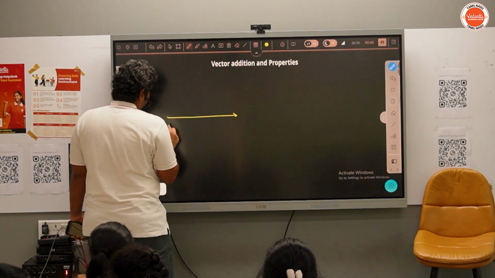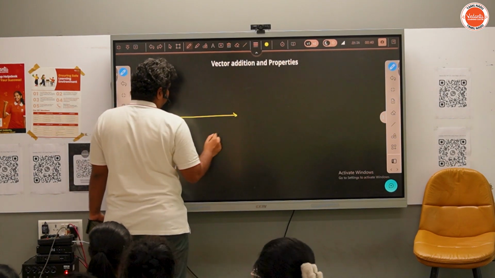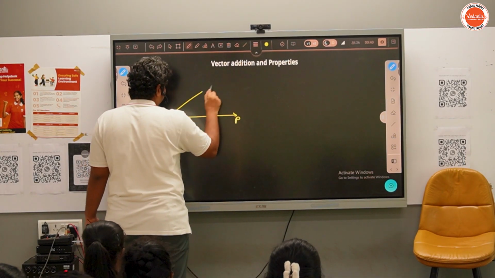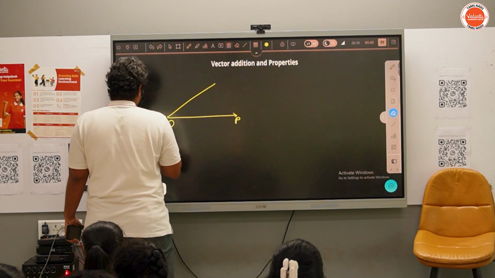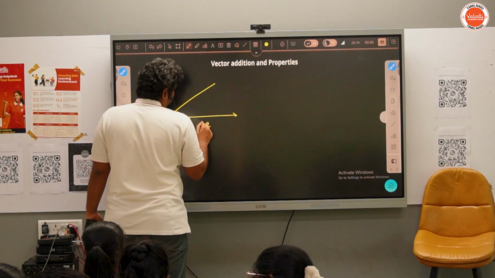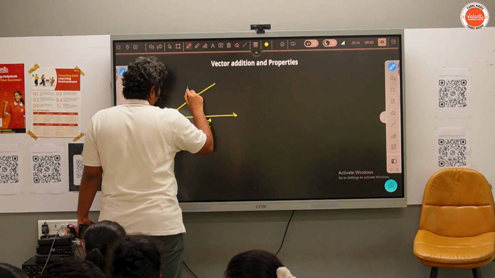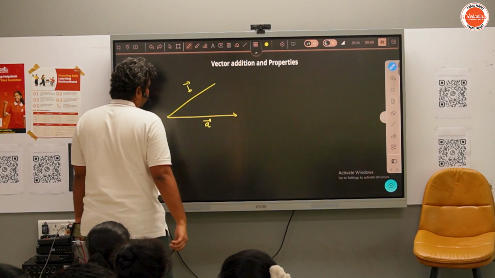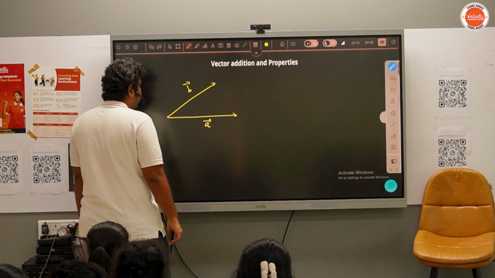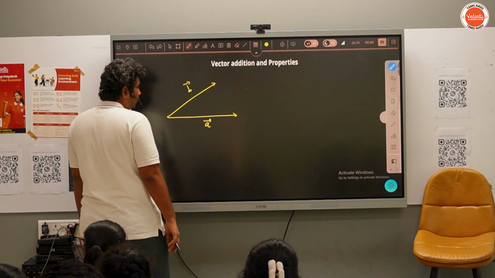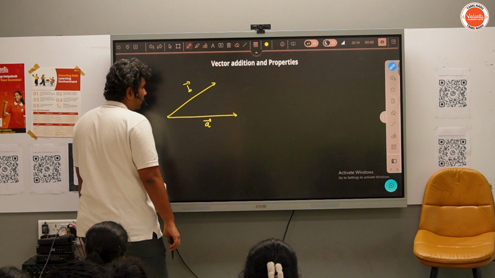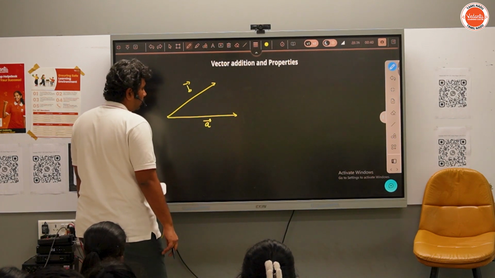So let us take a reference point O. Let it be OP vector, or you can just simply write it as A vector. A vector, and this will be B vector. So there is a question now, what is A vector plus B vector? What is the geometrical representation of A vector plus B vector?